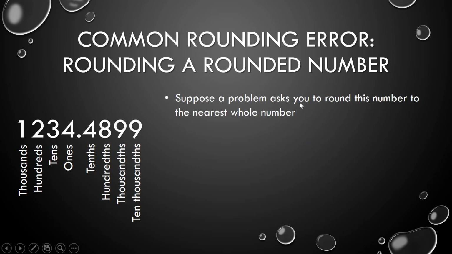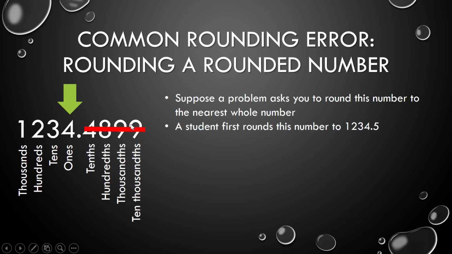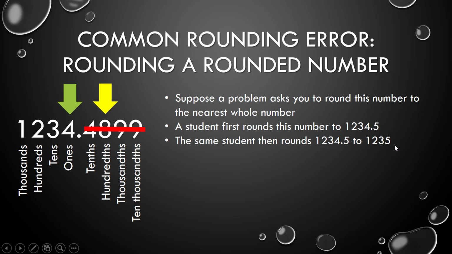Rounding a rounded number. Suppose a problem asks you to round this number to the nearest whole number. So that would be this digit right here. In other words, you wouldn't write any of these other digits. So let's suppose that a student first rounds this number to 1,234.5 by using the 8. Then they round 1,234.5 to 1,235. Is this a valid approach or an invalid approach? What do you think? Well, the answer is that this is incorrect.